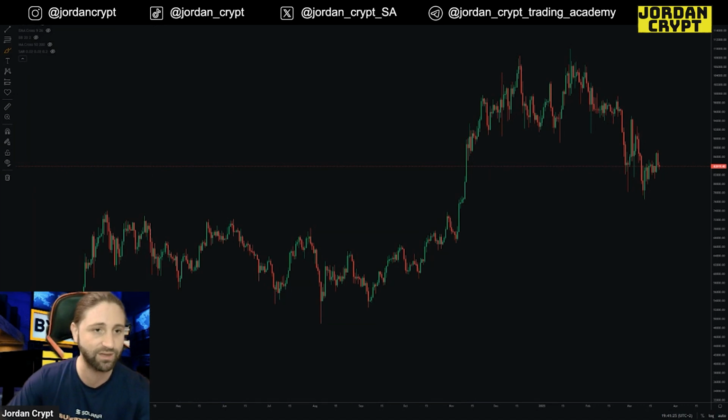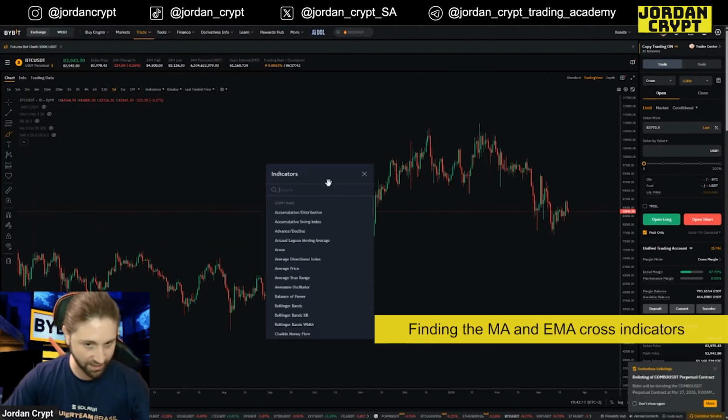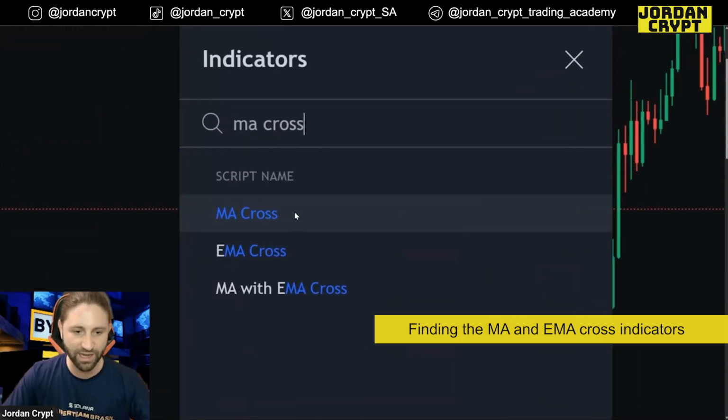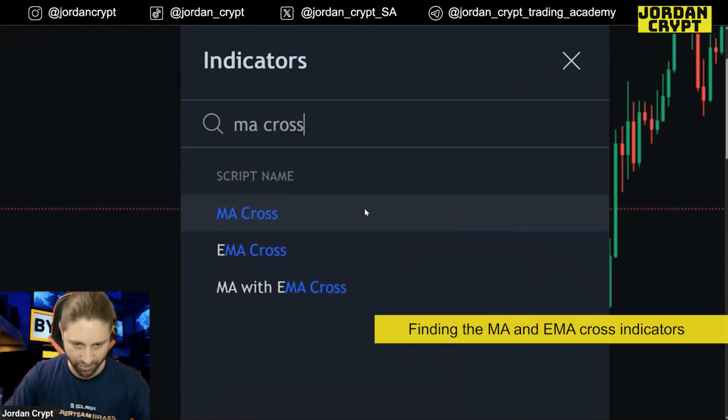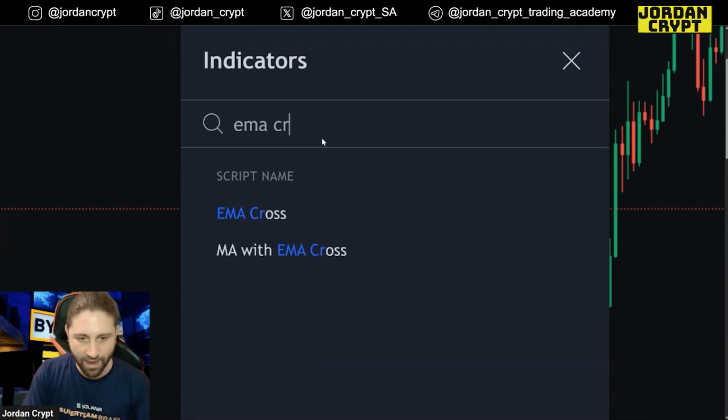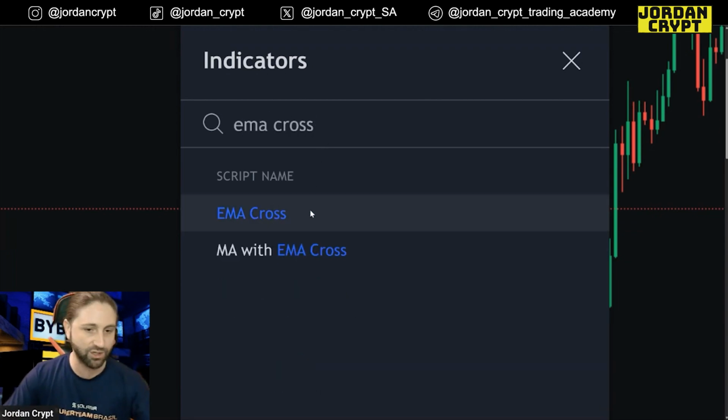To find this is relatively simple. You come to indicators, you type in MA cross, and then you come and you select your moving average cross. Number two, you type in EMA cross, and you come and you select your EMA cross.